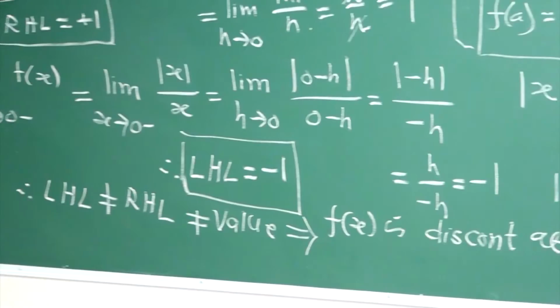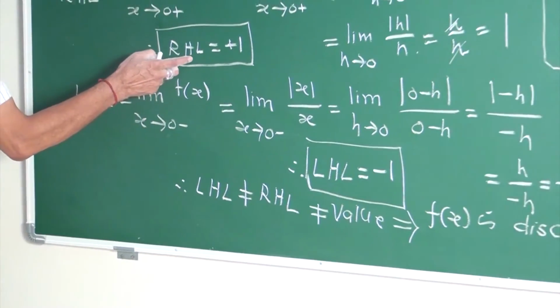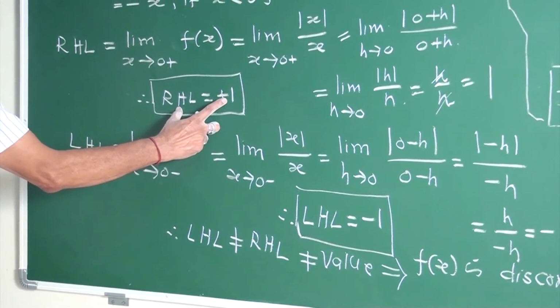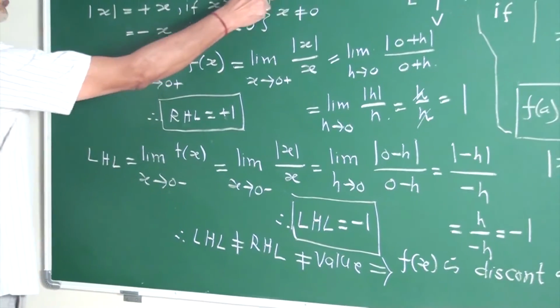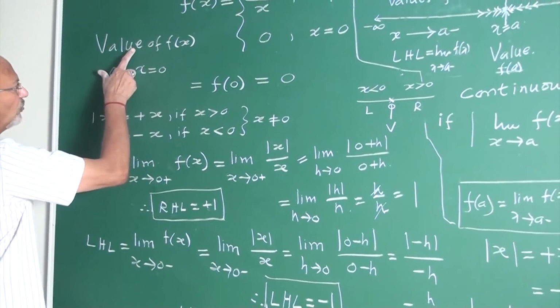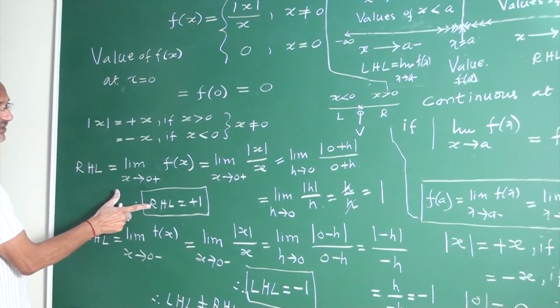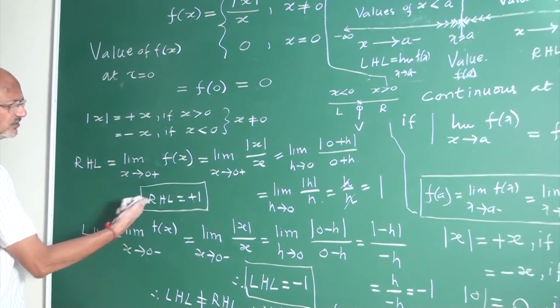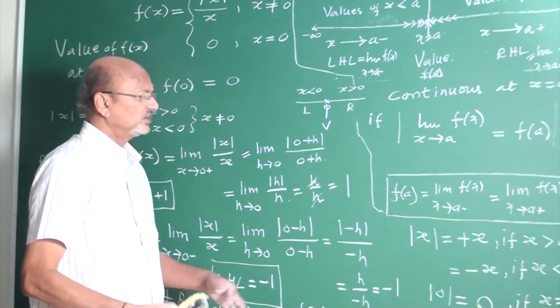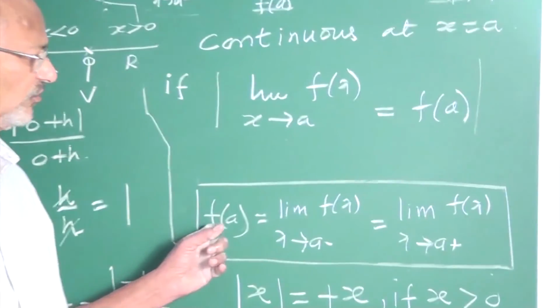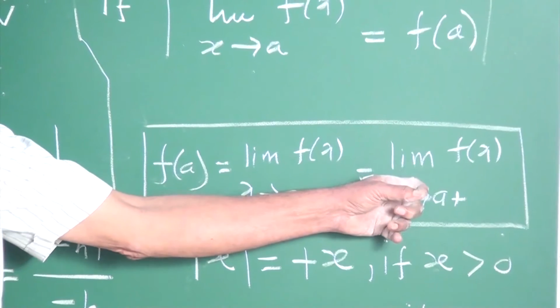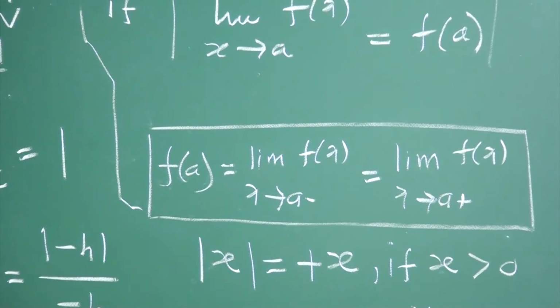Even, my friends, you can conclude here itself. I tell you, RHL is plus 1. What is your value? Value is 0. Therefore, the value is not equal to RHL. You may conclude here itself. For continuity, all the three must be equal: value equal to LHL equal to RHL. If any one is not equal, in that case what?